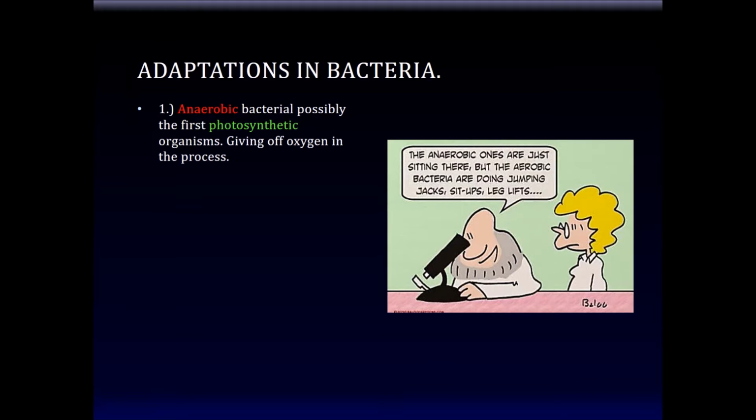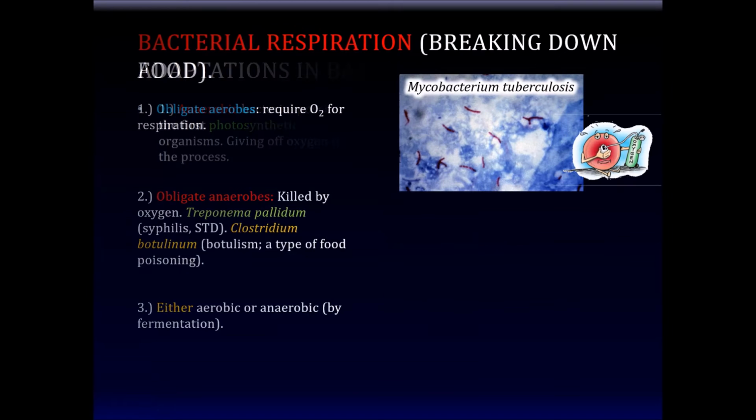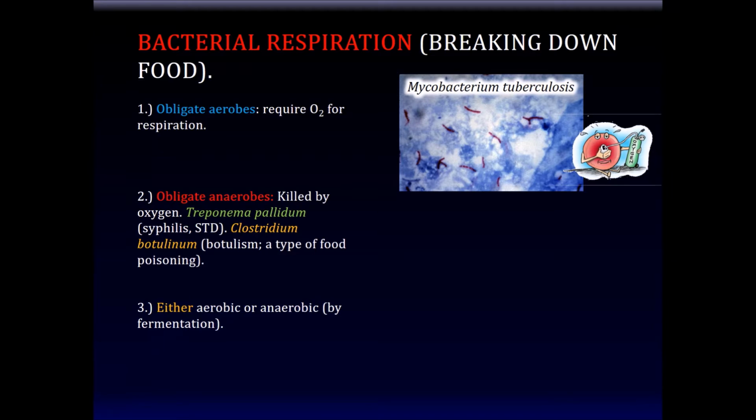Adaptations in bacteria. So they're anaerobic bacteria, possibly the first photosynthetic organisms ever. Now there are aerobes. Aerobes means they like oxygen. Aerobic exercises. So aerobes are bacteria that are okay with oxygen. And there's certain bacteria called obligate aerobes. They must have oxygen. Like Mycobacterium tuberculosis. That's why it's going to go and infect the lung, because it must have oxygen.